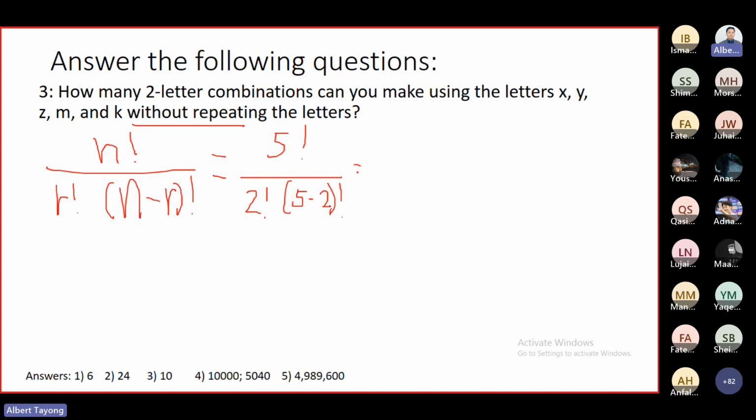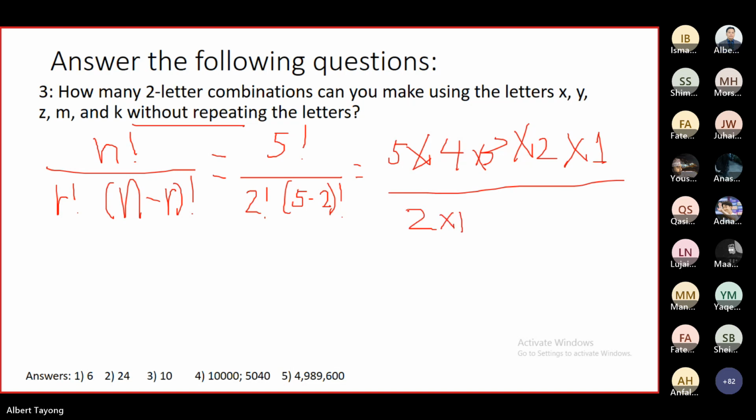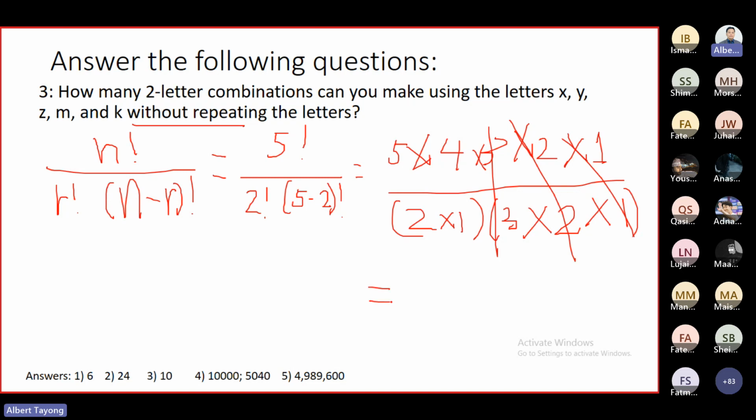Okay, so it becomes 5 times 4 until 1, times 2 times 1. Here we have 2 times 1. And here we have 3 times 2 times 1, because this will become 3 factorial actually. So we're going to cancel this. The remaining is 20 over 2, and that is equal to 10.